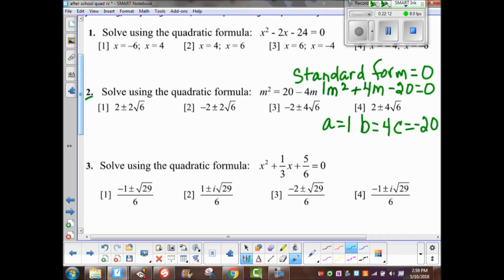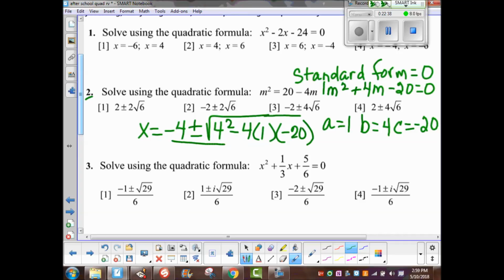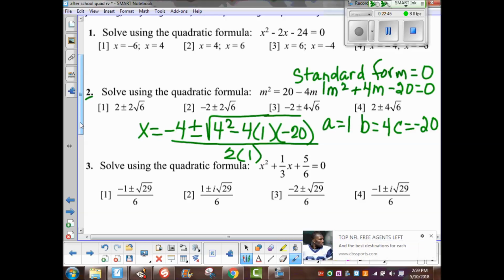We're good? Okay. X equals. So now I just start to substitute. Negative 4 plus or minus square root of b squared minus 4 times a times negative 20, all divided by 2 times 1. I don't do any of this calculation in my brain. None. Just substitute. We're going to let the calculator do all the heavy lifting. I showed my substitution. Now I'm going to go right to my calculator.